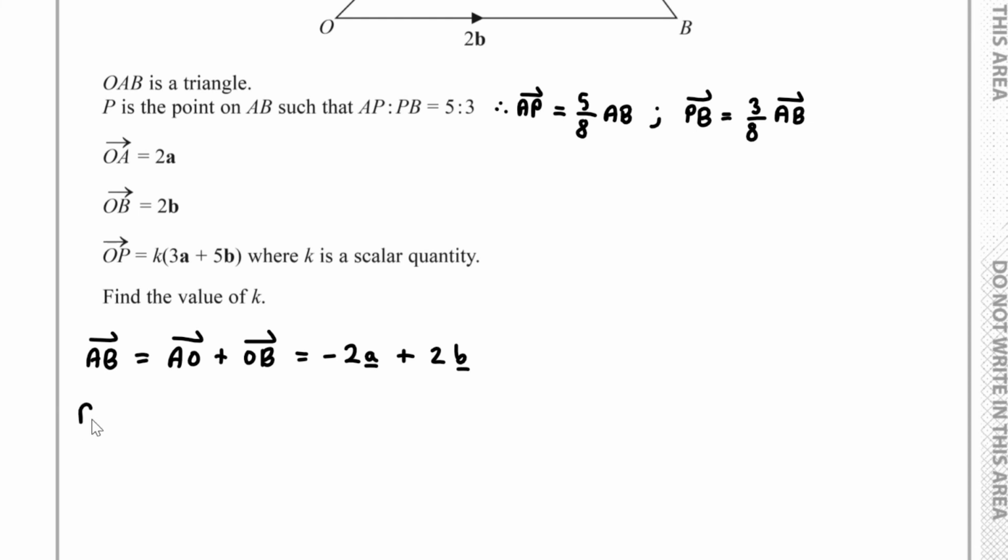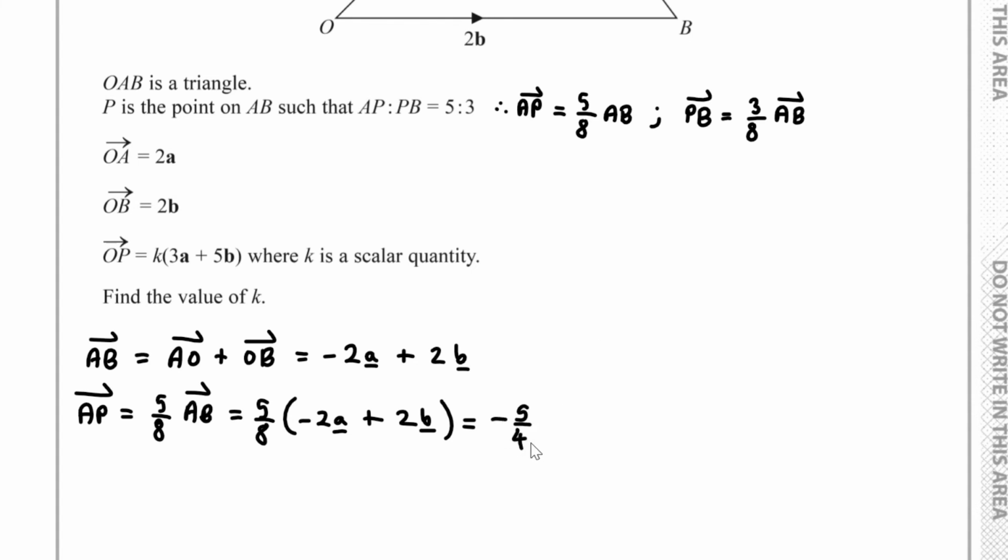So AP is equal to 5/8 lots of AB. So we've got 5/8 lots of minus 2A plus 2B. So here we're going to end up with minus 5/4 A plus 5/4 B.